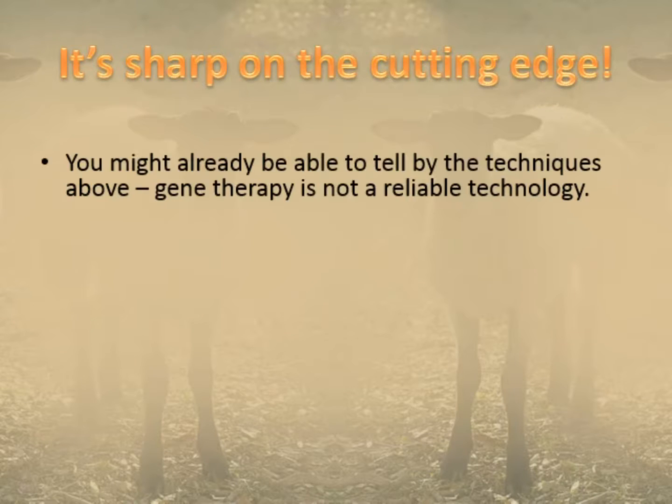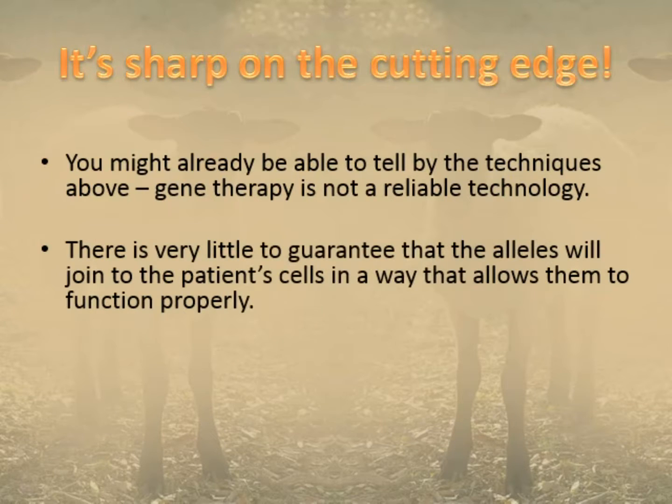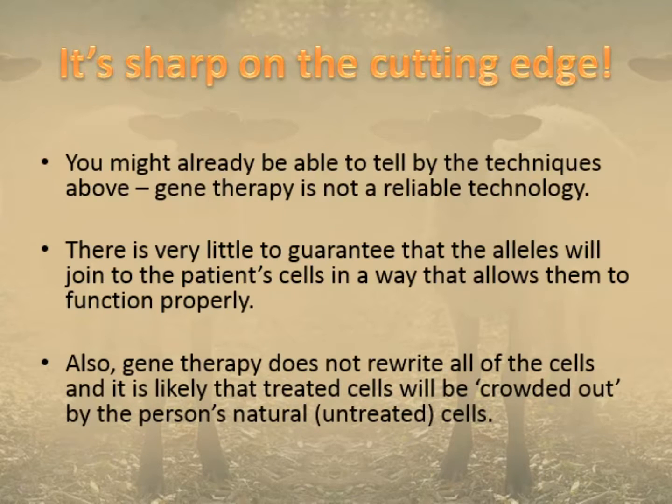So unfortunately, gene therapy is not a reliable technology. The techniques we use can get the alleles into the body, but there is very little to guarantee that the alleles, when they get into the patient's cells, will join to the DNA in a way which allows them to work properly. So also, gene therapy doesn't rewrite more than a few cells, and so it's likely that the treated cells will be crowded out through the process of cell division by the person's natural cells, which are untreated and carry the genetic defect.